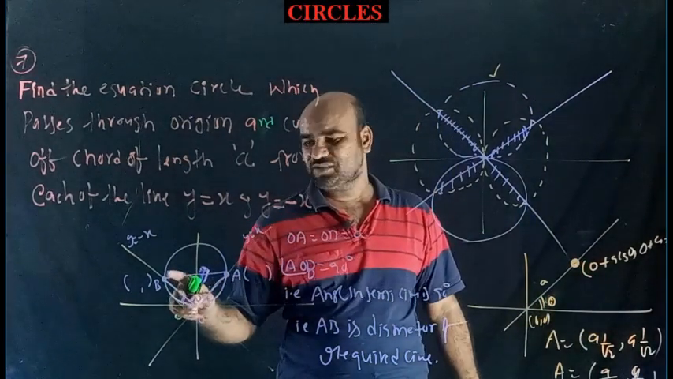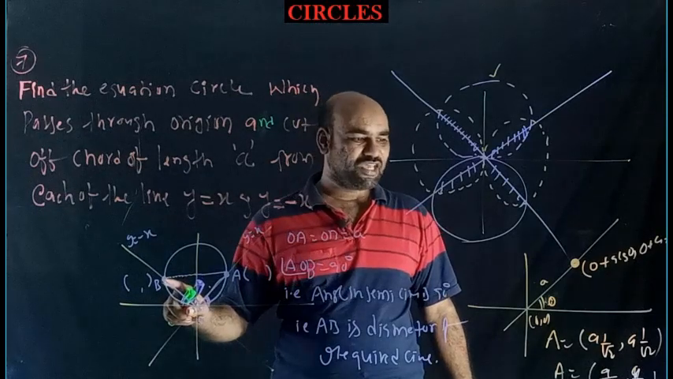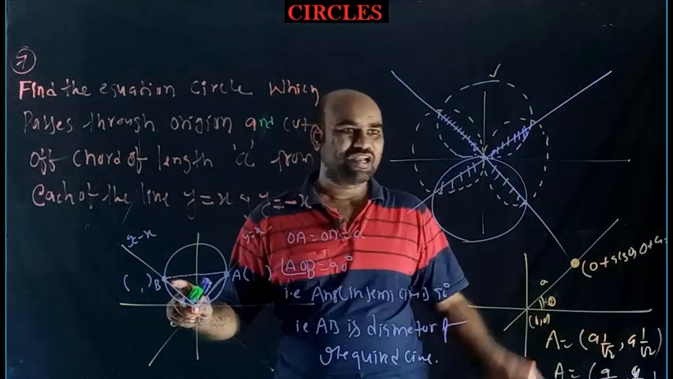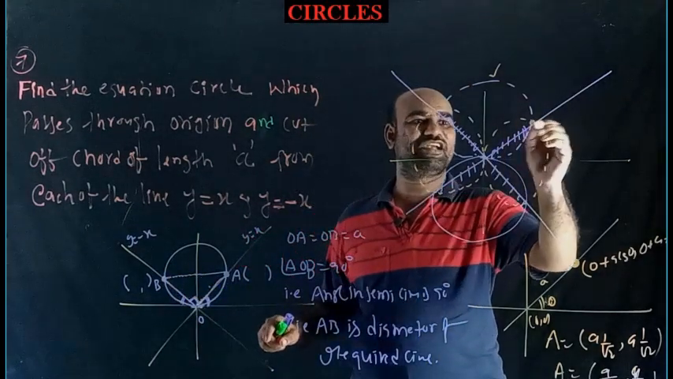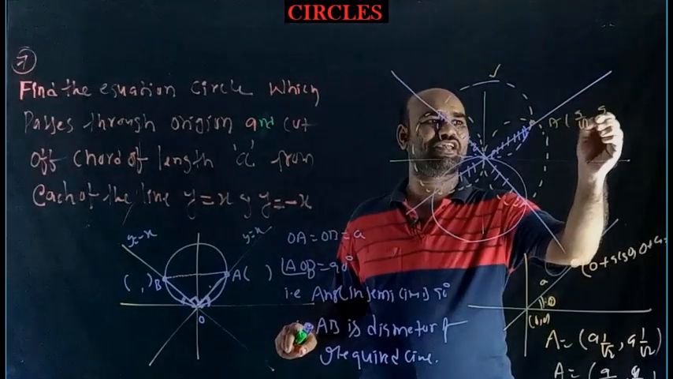Automatically, by symmetry concept, you can say that the coordinates of this are a by root 2 comma minus a by root 2. Like that you can find all the coordinates. This coordinate is a by root 2 comma a by root 2, Nana.